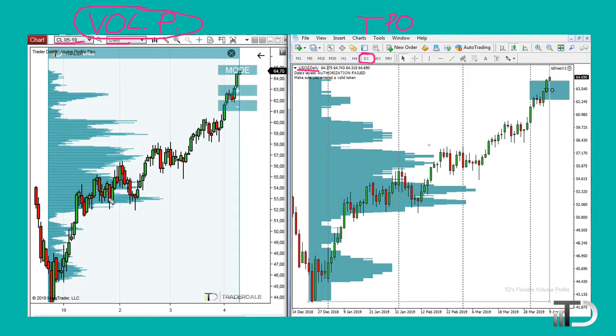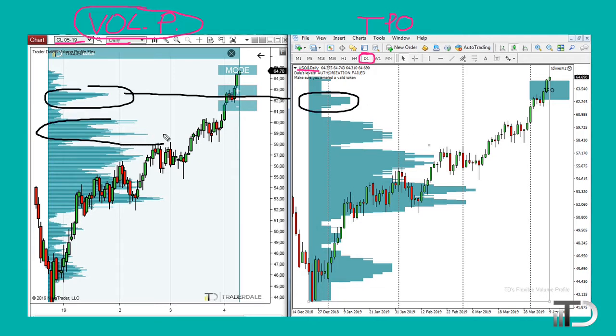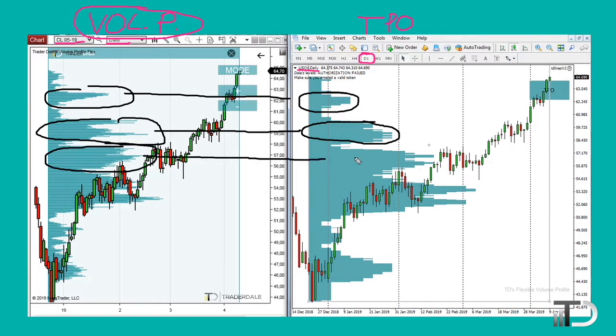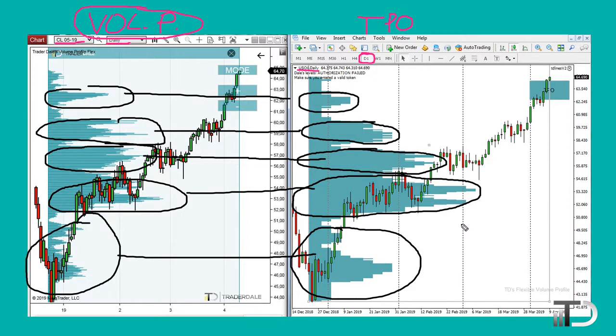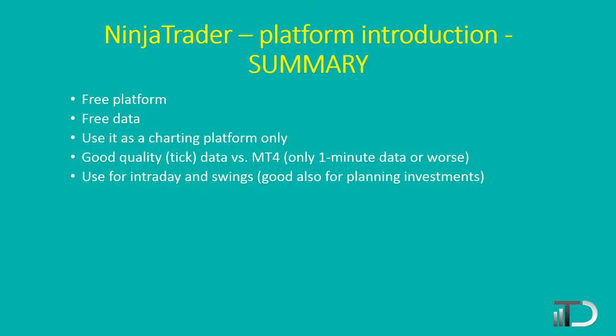The volume histogram, based on the true volumes, is much more detailed than the TPO. I hope that you can see it, for example, right there, or right there. Those are supposed to be the same areas. As you can see, the detail is much better in the left picture, which is NinjaTrader using actual volumes, than in the right picture, which is MetaTrader using the TPO. Alright, so this is why I prefer using NinjaTrader to MetaTrader, both for intraday trading and also for swing trading analysis.